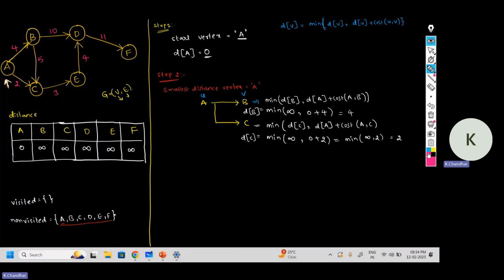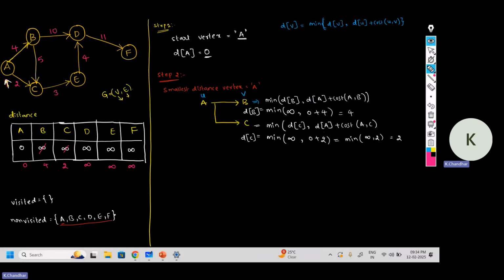So let us see what happens. Previously distance at B is infinite. I am going to erase this one and update its value with the 4. What is the distance at C? Distance at C is previously infinite, but the updated value is 2. Next, the remaining all as it is, I am going to copy 0 and infinite, infinite, infinite.